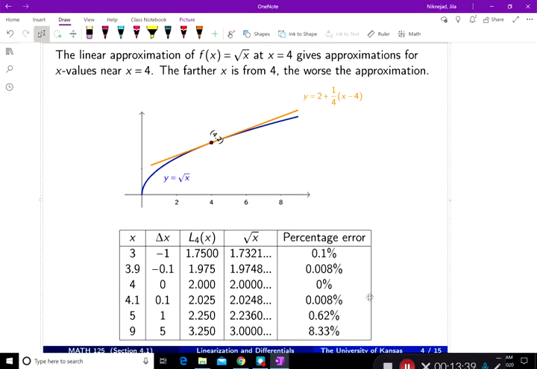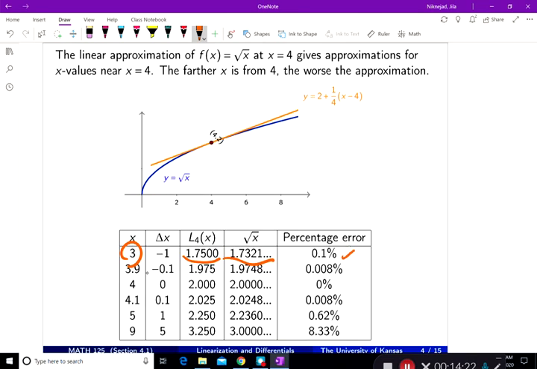Now, compared to a little bit of the values, so obviously we're approximating using 4, right? And for 3, what the actual value is of square root is 1.7. So at 3, the actual value is this. The linearization gives you this value. So if you subtract the 2 and divide by the actual value, the absolute value of that is just 0.1%.